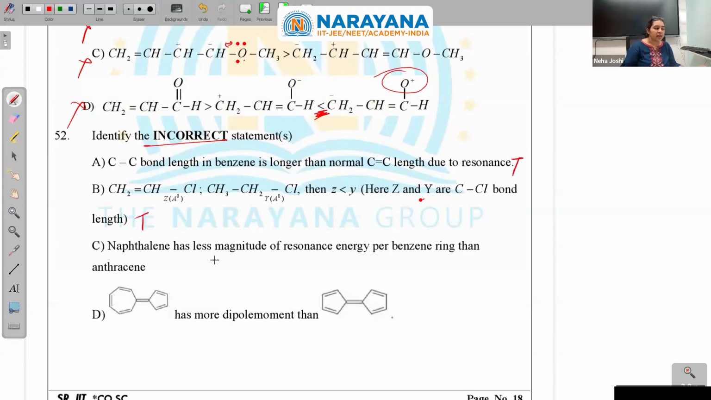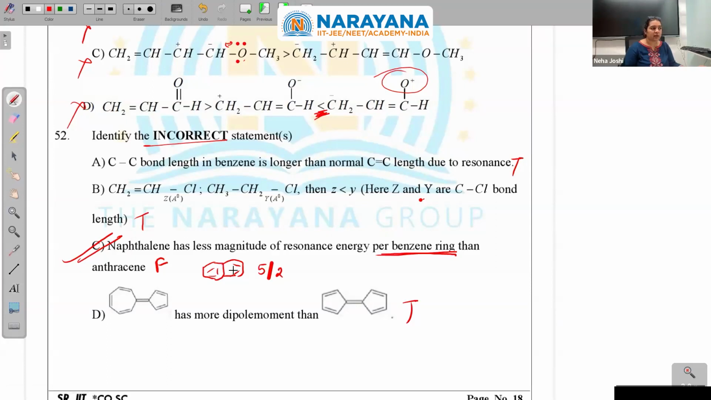This is true. Naphthalene has less magnitude of resonance energy per benzene ring than anthracene. That is untrue, false. Has more dipole moment than this. This is true. So whatever is true should not be the answer. Incorrect is C. Naphthalene has less resonance energy total as compared to anthracene. Okay, but if we are talking per benzene ring, then the answer is naphthalene has more resonance energy per benzene ring, right?